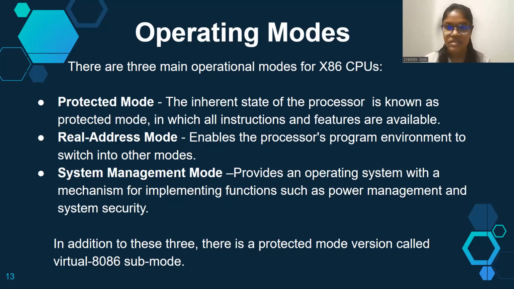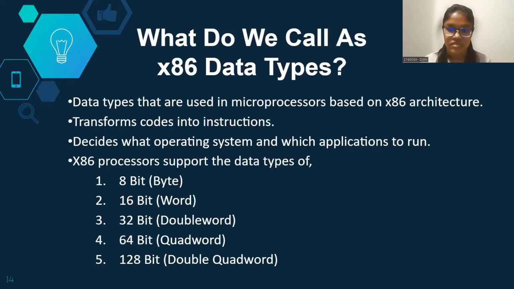The real address mode allows the program environment of the processor to switch into other modes. Since the addresses in real mode always point to actual places in memory, the mode earned its name as real address mode. System management mode provides an operating system with a mechanism for implementing functions such as power management and system security. These functions are usually implemented by the computer manufacturers who customize the processor for a particular system setup.